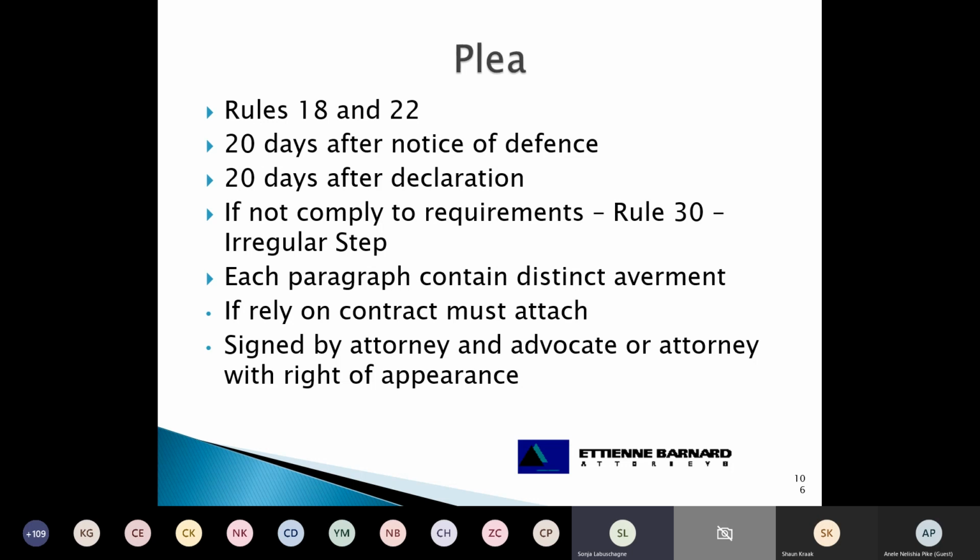And if it doesn't, you can do an irregular step. Each paragraph contains a distinct averment. And again, if you rely on a contract, then you must attach it. And the plea must also be signed by the attorney and the advocate, or the attorney with the right to appearance, as we discussed when we did the summons.